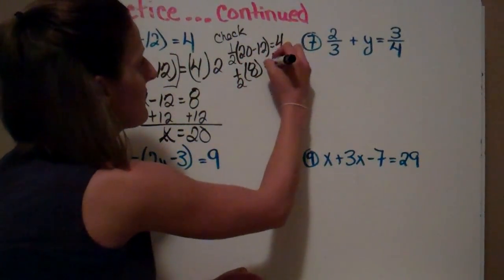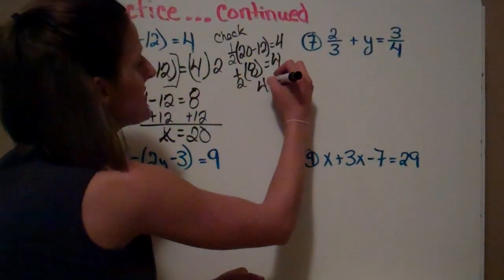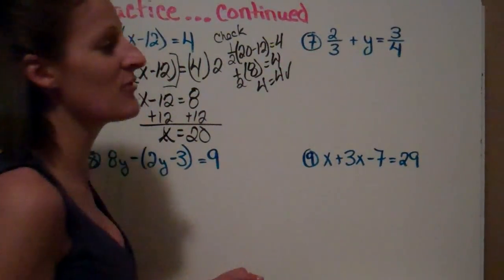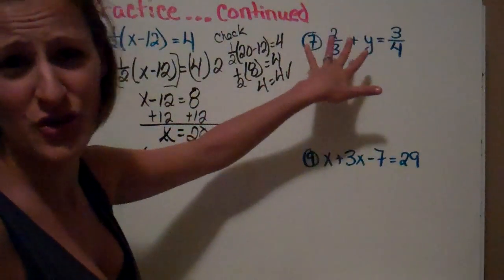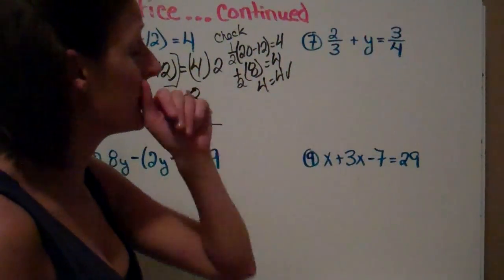8 times a half, is that 4? And yes, it is 4, so my answer is correct, and I'm good to go. This next one, I've got 2/3 plus y equals 3/4.